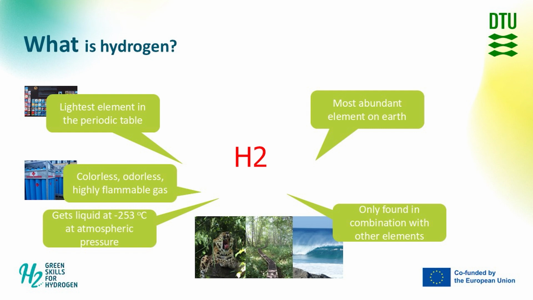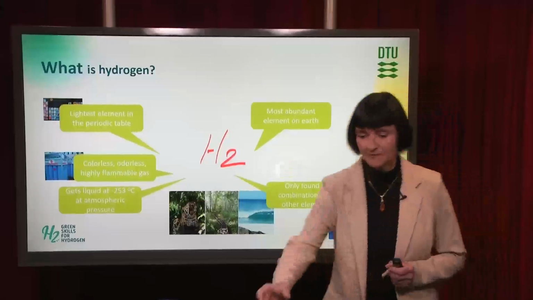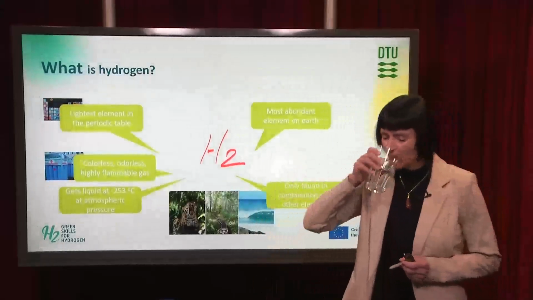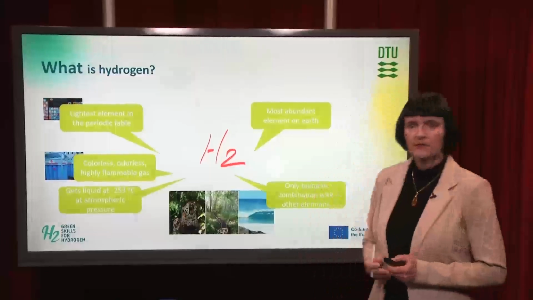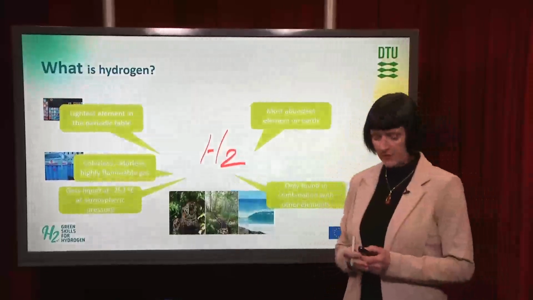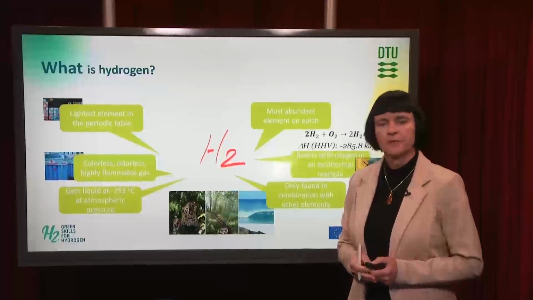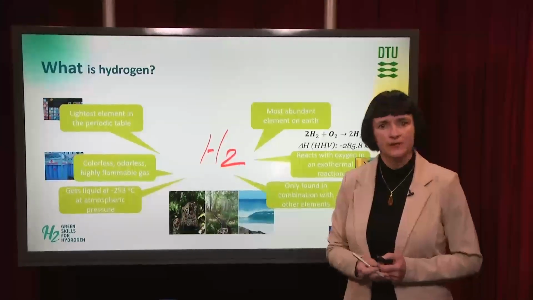It is in fact the most abundant element on Earth. However, it is mainly found in combination with other elements, such as hydrocarbons in all living matter in plants and animals, and the biggest source of hydrogen is in fact water. One of the interesting properties of hydrogen is that it reacts with oxygen to form water in an exothermal reaction.